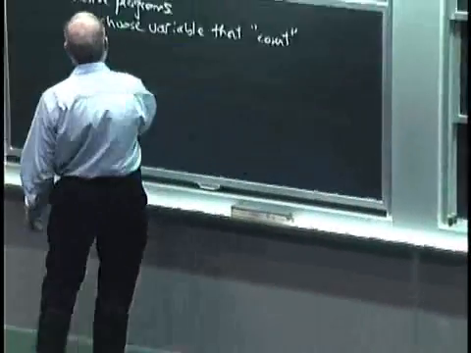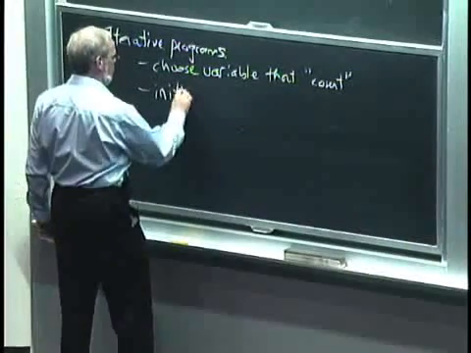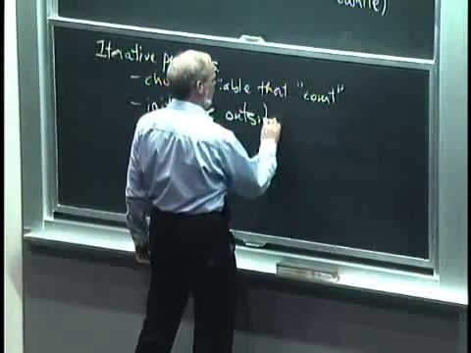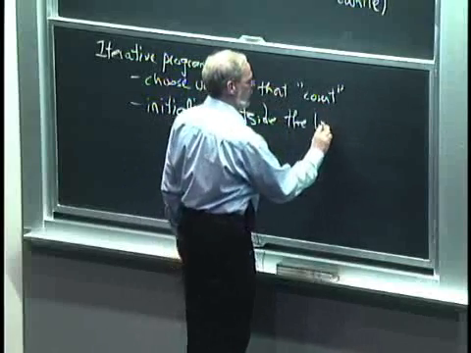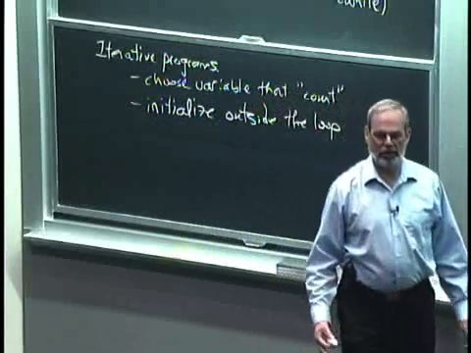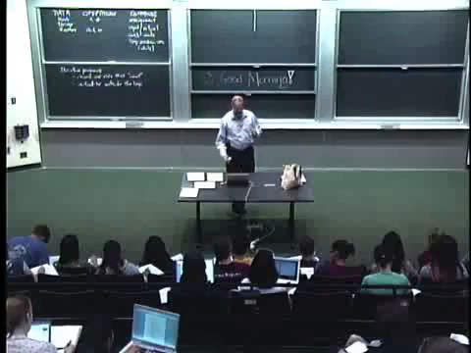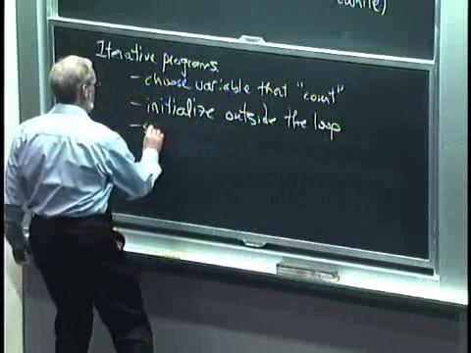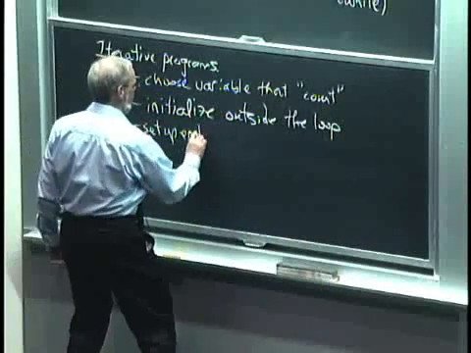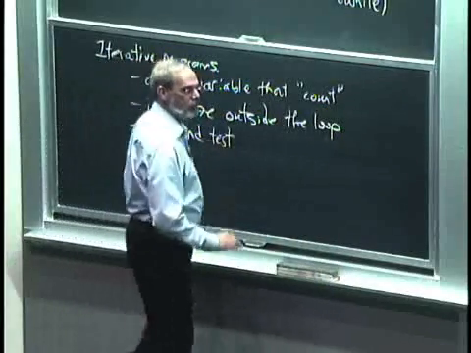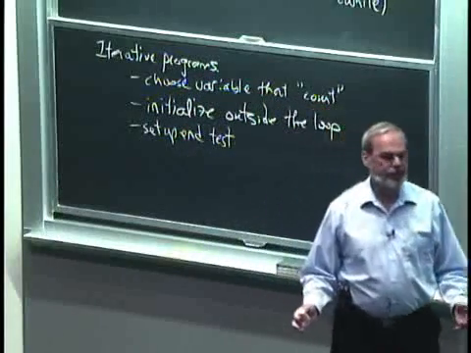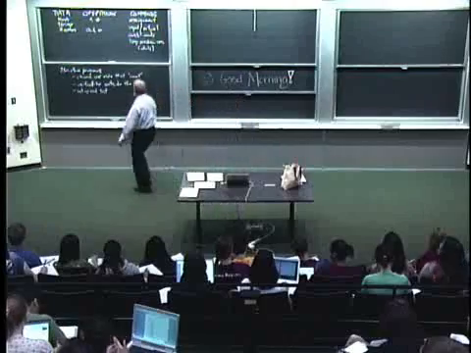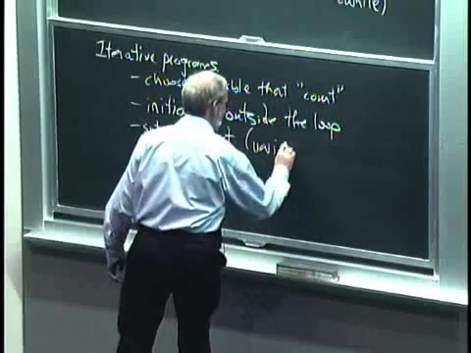Second thing I do, I need to initialize it. And I need to initialize it outside of the loop. That is, where do I want to start? And I need to make sure I have a command that sets that up. The third thing I'm going to do is set up the right end test. How do I know when I'm done with the loop? And obviously that ought to involve the variable in some way, or it's not going to make a lot of sense. So this includes the variable, since that's the thing that's changing.